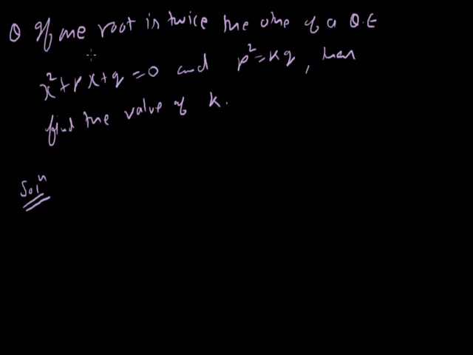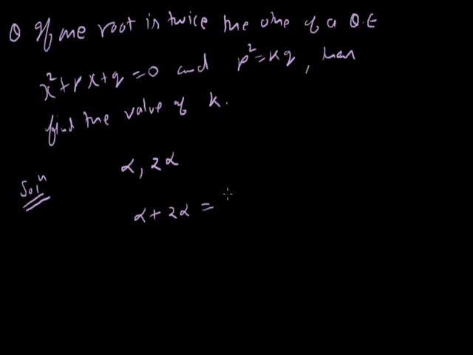According to this question, we are told that one root is twice the other root. Let's say the roots are alpha and twice of alpha. So the roots are alpha and 2 alpha. Now we know the relationship between the zeros and the coefficients. We know that the sum of the roots, that is alpha plus beta, where beta is 2 alpha, is minus b upon a.